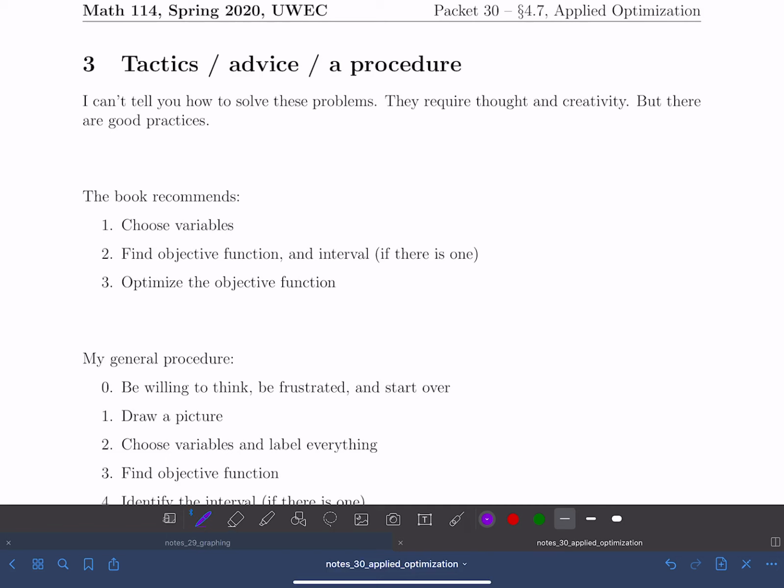So I want to do some tactics, advice, and give you a procedure. Knowing that my students, in my experience, often are most interested in how do I do this? And struggle with these types of problems just like they do with related rates, because I can't tell you how to do them because there is no general procedure. They require thought and creativity.